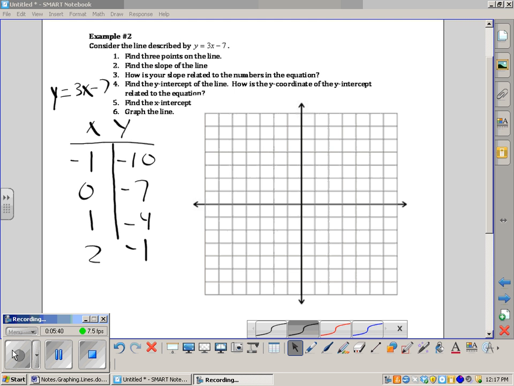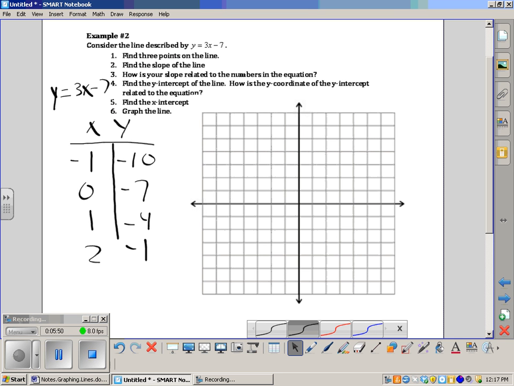Okay, so we have our table. So let's plot a couple of these points. So -110, it's way off the map. Then 0, 7, 1, 2. Okay, so 0, 7.